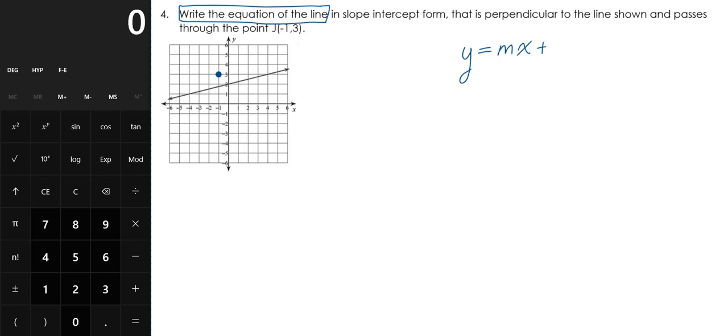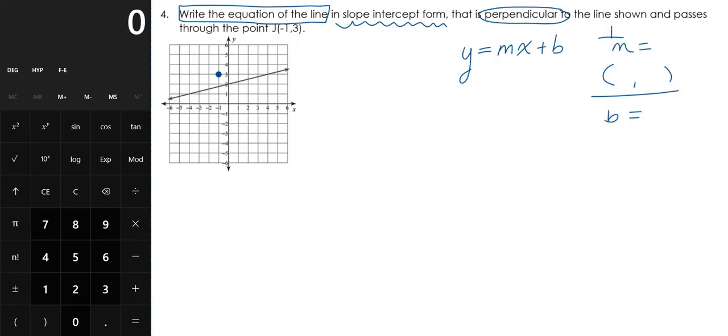Y equals mx plus b. You need a slope for your line. You need a point on your line. And then you're going to solve for the y-intercept. Now, let's see what we need to do for slope. Going back to the question, it says we want to put this in slope-intercept form, which is y equals mx plus b. That is perpendicular. Perpendicular, you're thinking opposite reciprocal slope. So you need to have the opposite reciprocal slope to the line shown.